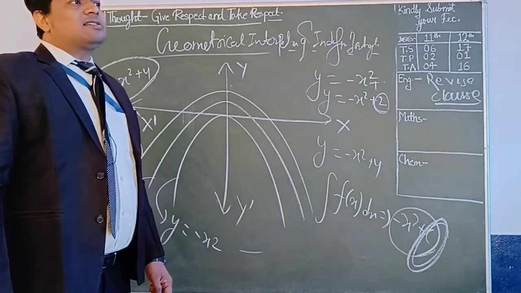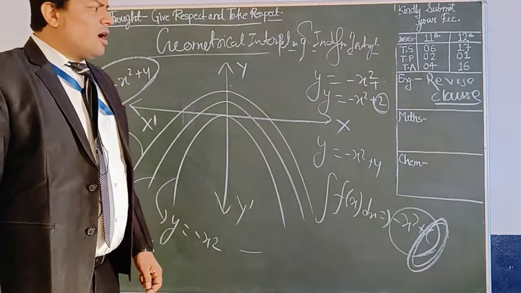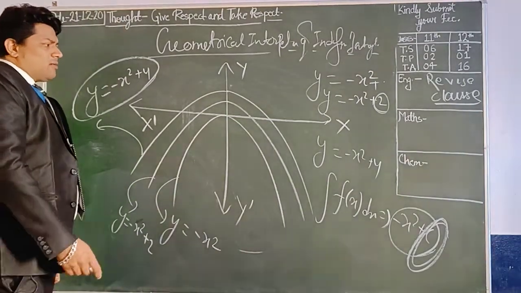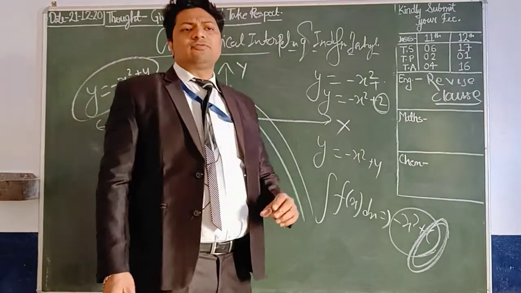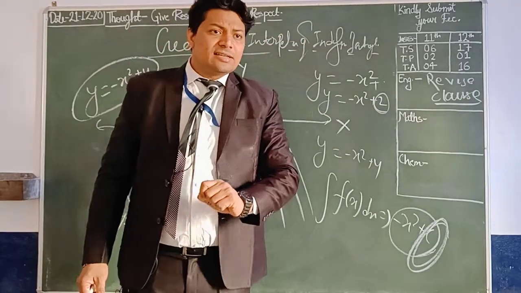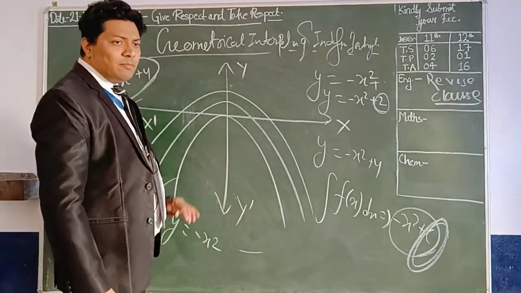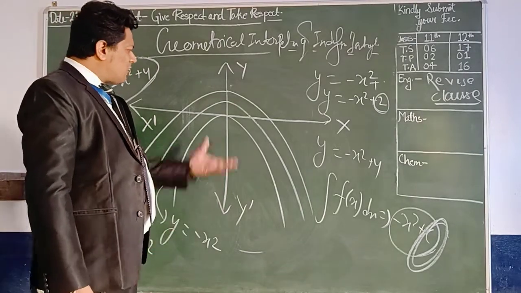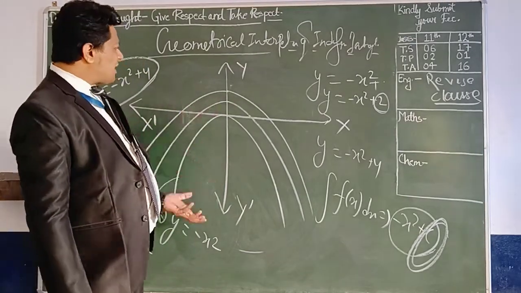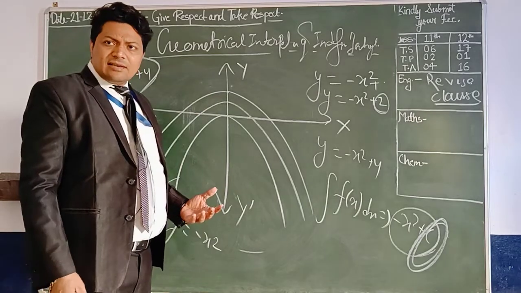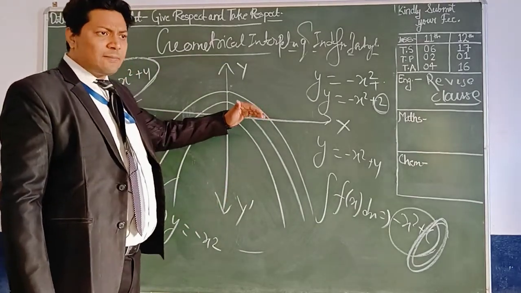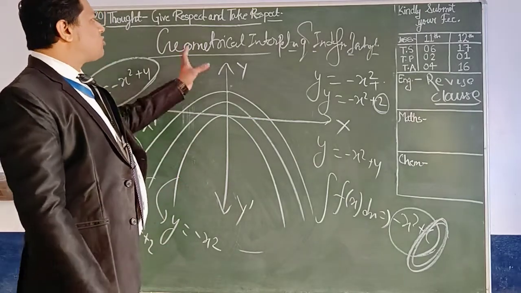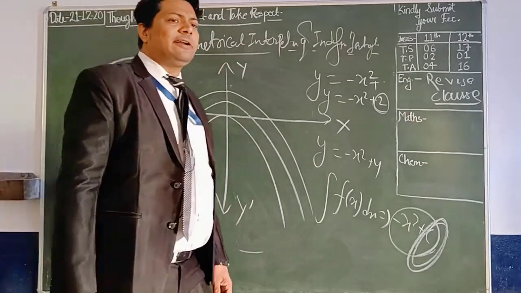Clear? When you are getting this type of term, you will get x minus x square plus 2 and all. This is the use of a c, that is why we are writing a c. You will get the same curve, a downward parabola, in all the cases. But only due to the shifting of the origin, you are getting different things. So this is the meaning of the geometrical interpretation of indefinite integral.